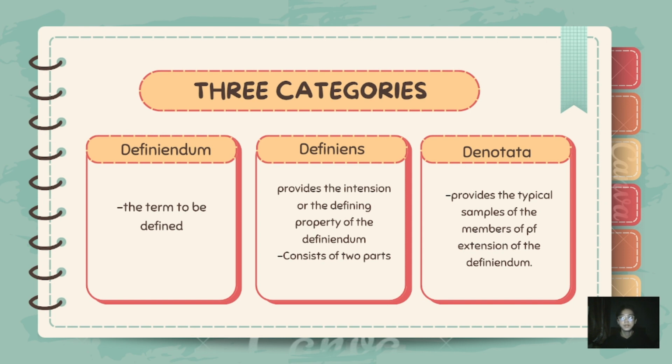Firstly, definiendum. Definiendum is the term to be defined. Definiens provides the intention of the defining property of the definiendum. It also consists of two parts, which we will discuss later on. And lastly, denotata. It provides the typical samples of the members of the extension of the definiendum.